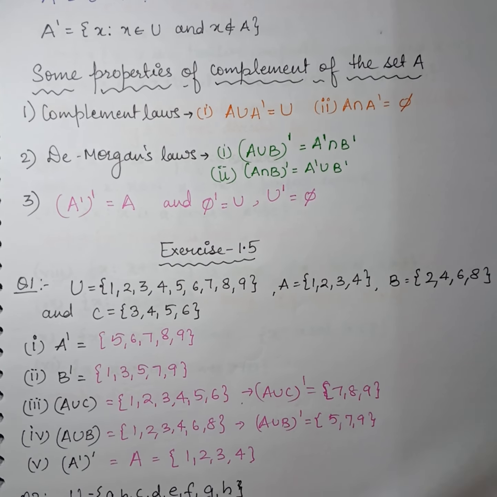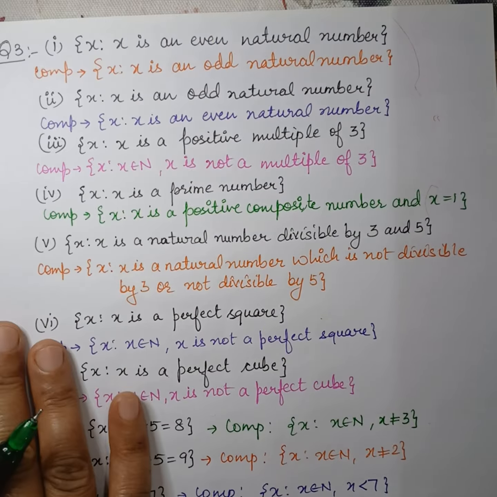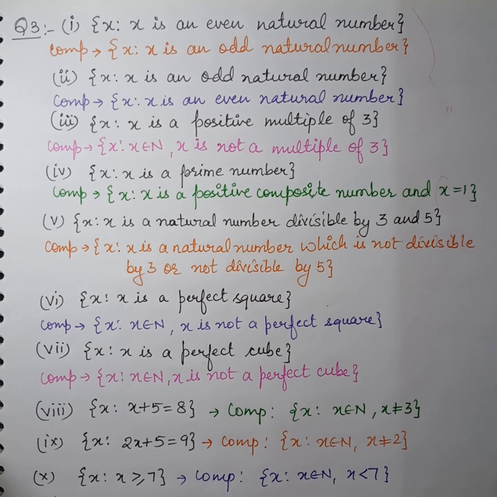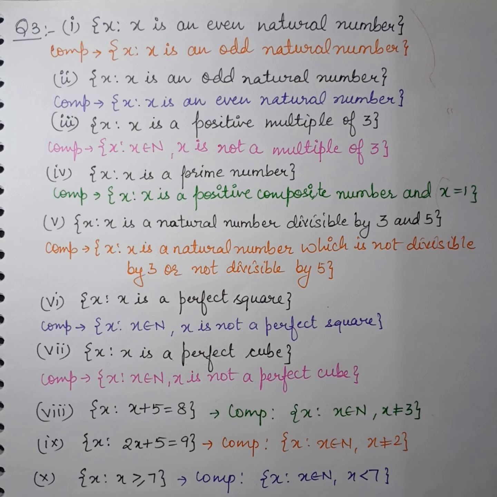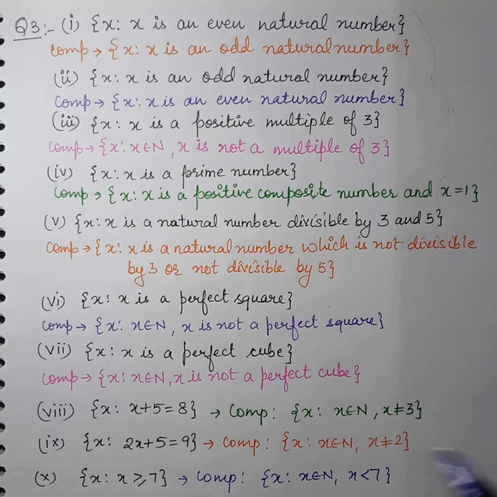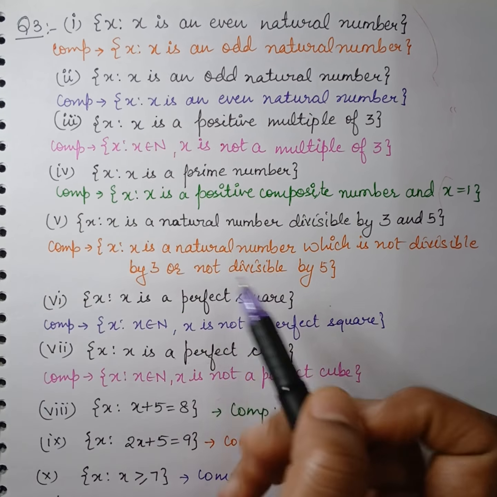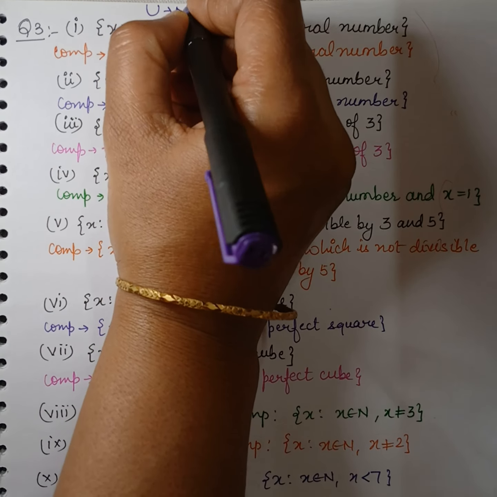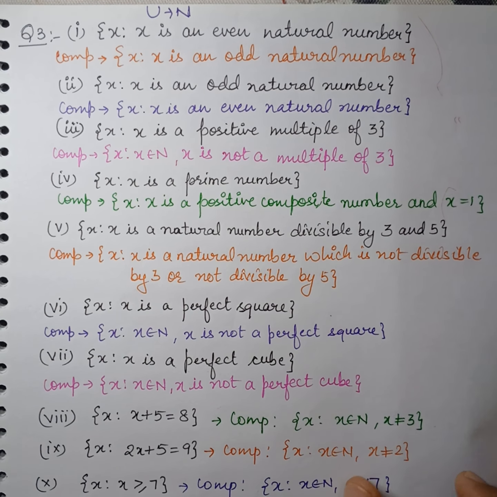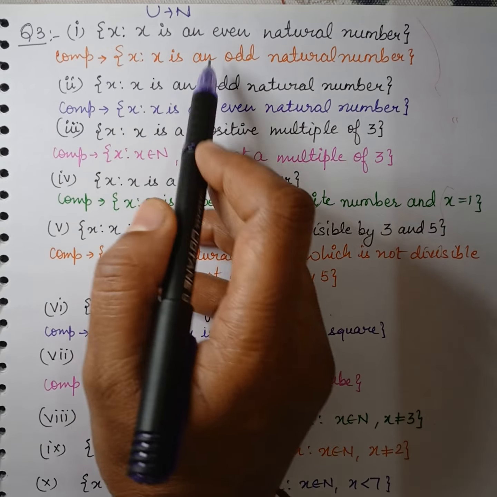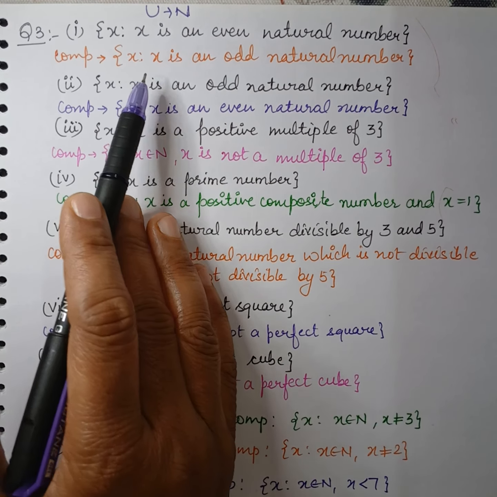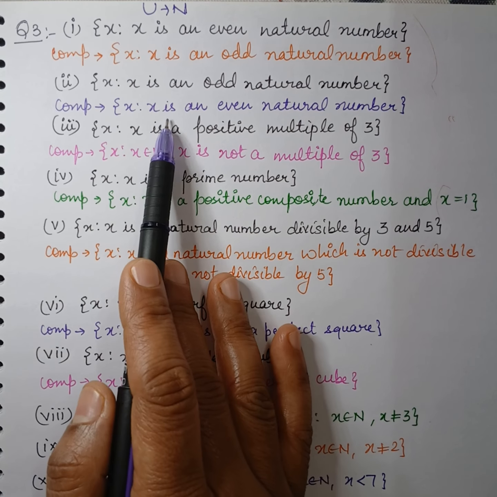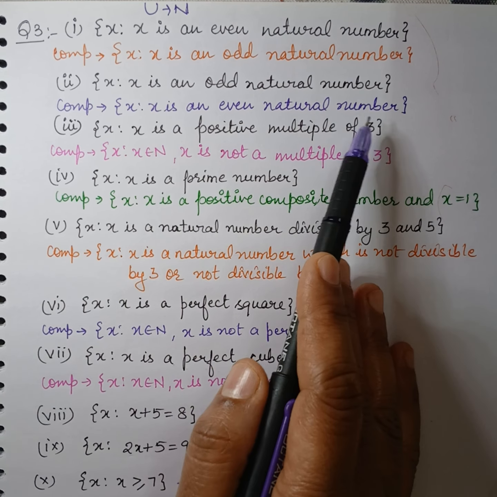Now in the next question, question number 3, we have been given the sets in set builder form. So we will be writing their complements as well in set builder form only. The first one is, here the universal set is the set of natural numbers. So the universal set is N here. X is an even natural number. What will be its complement? Very easy. X is an odd natural number. Its complement will be x is an even natural number.